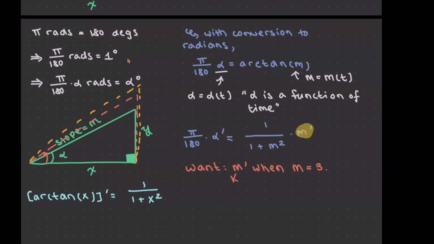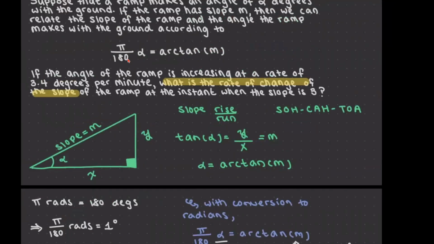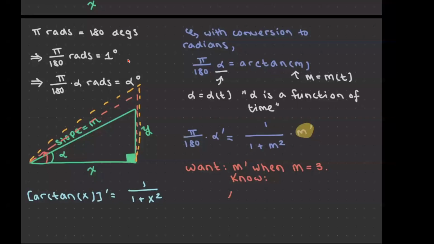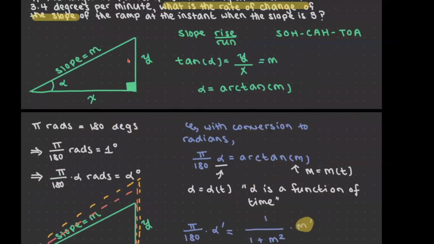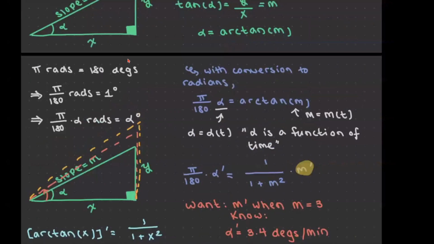And what else are we given? So we know that the rate alpha prime, so the angle of the ramp is increasing at a rate of 3.4 degrees per minute. So we're also given that alpha prime equals 3.4 degrees per minute. And then maybe I'll say here when m prime equals, did they give us the unit for the slope? No, that's fine.